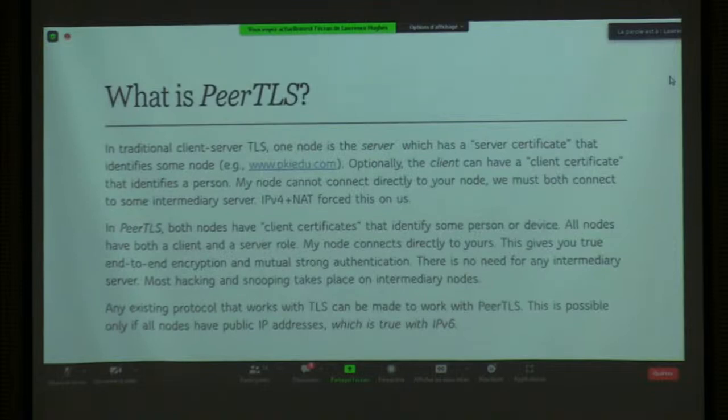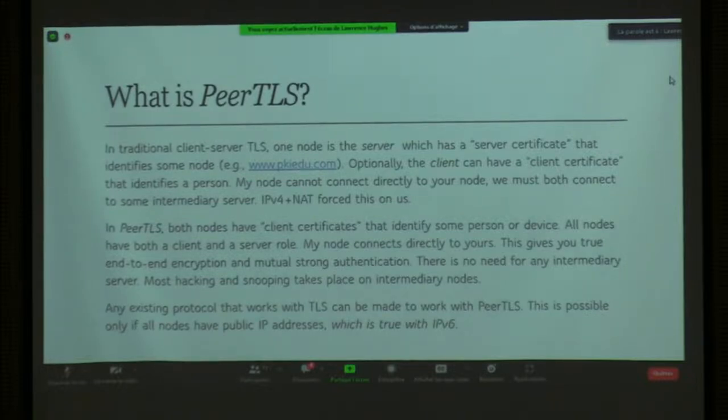In traditional client-server TLS, one node acts as the server, and it has a TLS server certificate that identifies the node. Optionally, the client can have a client certificate that identifies a person. More commonly, the client just identifies with username and password, which is completely obsolete now. That's so easy to hack, you might as well not have any security. It would be better to authenticate with a client certificate, but very few people do that. Basically, because my node cannot connect directly to yours over IPv4 with NAT in the way, we must both connect to some intermediary server.